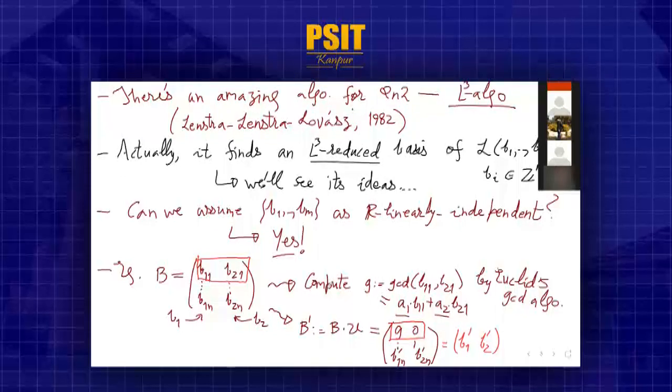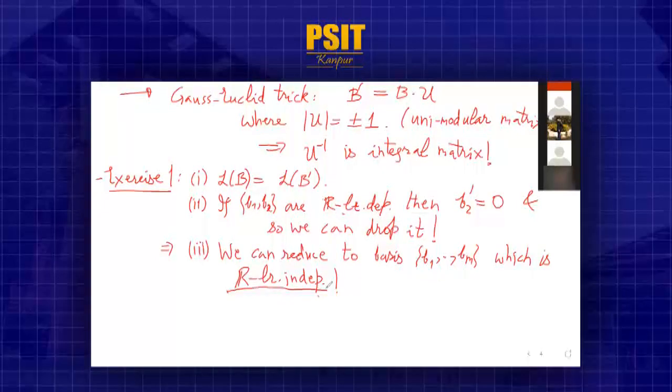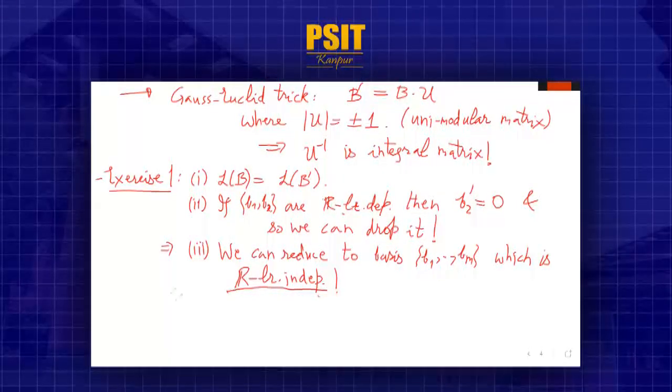Okay, so this exercise 1 will show that M in particular will always be less than or equal to N. You cannot have more than N basis vectors of a lattice. So since we have an independent basis now of a lattice, we can actually do some things that are done in linear algebra.